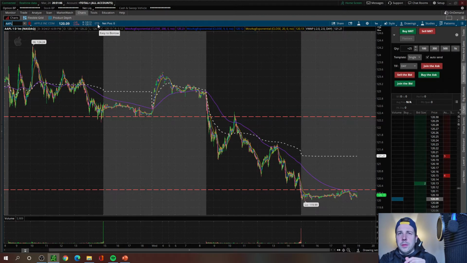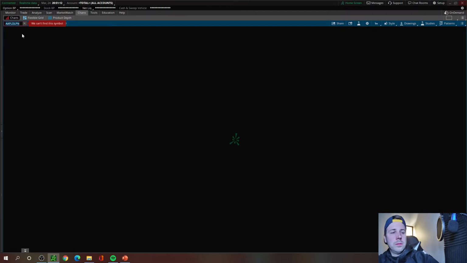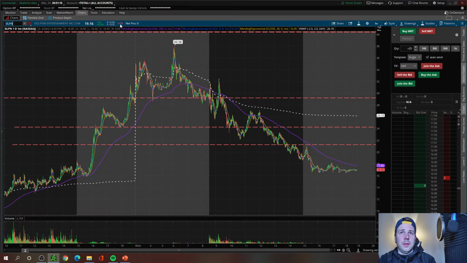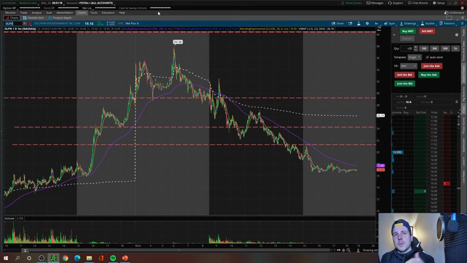I don't have an example here of an NTB, but basically it's going to look the same as this. It's going to be in red and say NTB, none to borrow. So if you see that, it means you can't short on TD Ameritrade. There's nothing you can do about it.